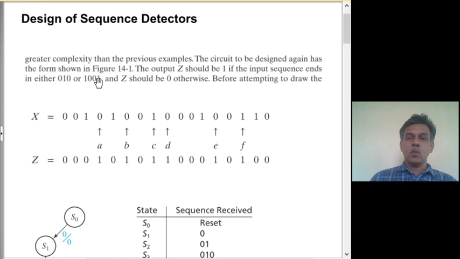Next, 1 0 0 1. Incidentally, we will also club this one. This 1 0 0 1 can also be overlapping with itself or with the other pattern 0 1 0. So, this pattern 0 1 0 has just completed, but the last two bits 1 0 can be the first two bits of a new pattern 1 0 0 1. If this 1 0 is followed by 0 1, then this 1 signifies the last bit of the pattern 1 0 0 1. We will call it C, and here also we should respond with a 1.